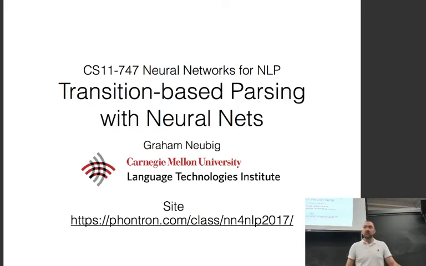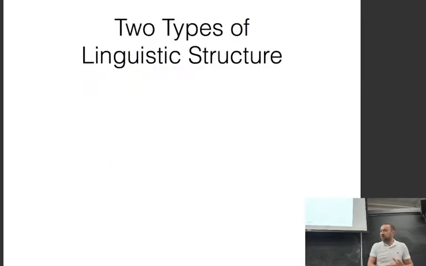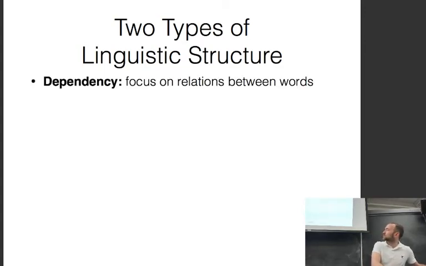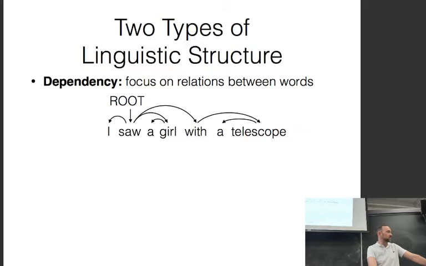Okay, so this time I will be talking about transition-based parsing with neural nets. There are two types of linguistic structure that we often use. I guess I probably should have said syntactic structure, but we have dependencies, which you read about in the reading materials. These focus on relationships between the words.